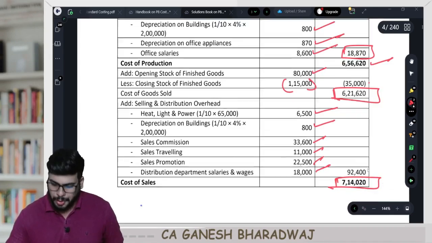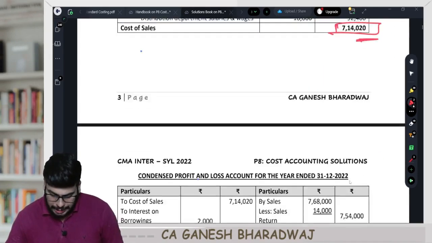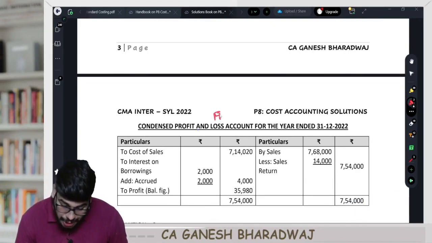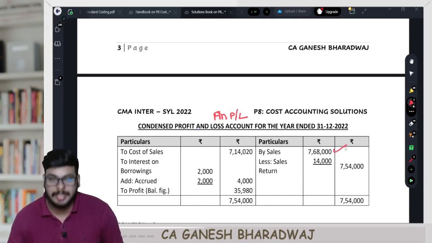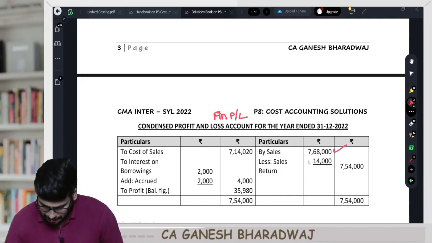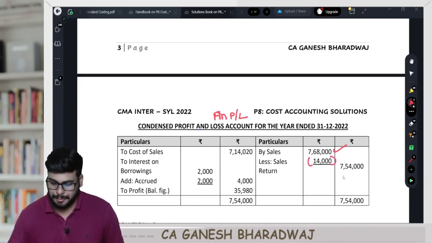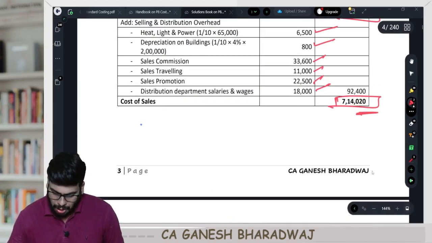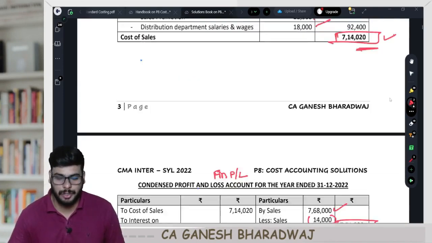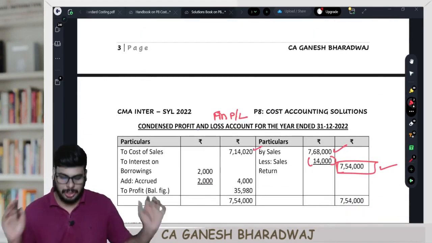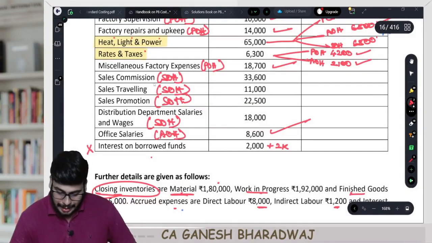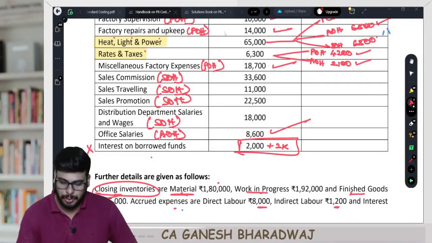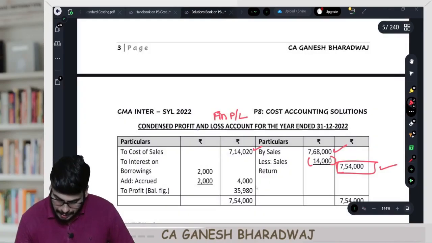So now ideally the cost sheet stops here. What they have done here is prepared a financial P&L, not your costing P&L. They have taken sales of 7,68,000, we saw this figure was given, minus sales returns of 14,000 rupees. Net sales was 7,54,000 rupees. From this, all the costing related cost is 7,14,020. This they have directly knocked off here as cost of sales. And one more thing, now they have taken the non-operating expense. What was that? Interest on borrowed funds, 2,000 plus 2,000. This 4,000 rupees of non-operating expense has now been considered here.